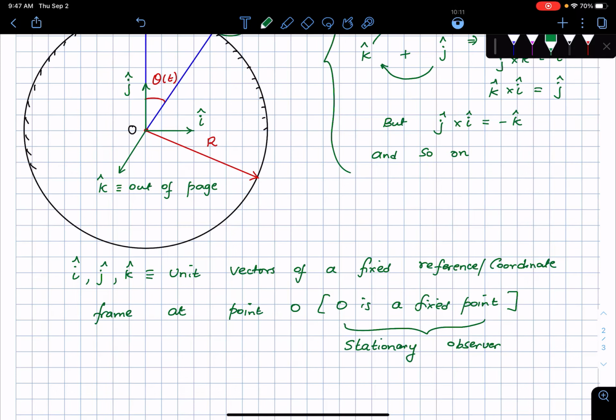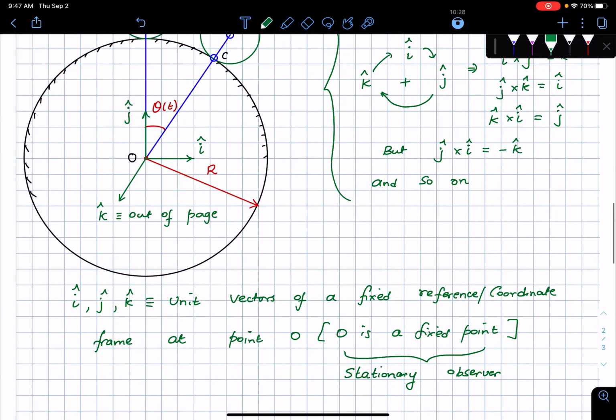Usually when you do a problem in dynamics, you always want to set up a stationary observer, a fixed coordinate frame at a stationary observer, so that you observe the events of the problem unfurling with respect to this particular stationary person or stationary observer. So this is the first thing we do.